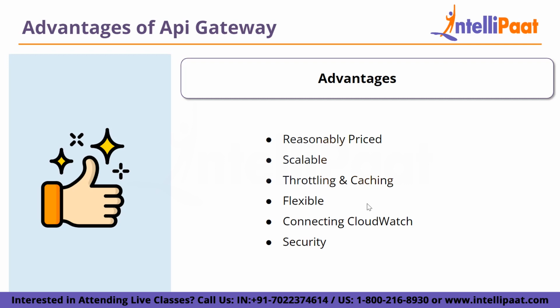Next, connecting CloudWatch. The CloudWatch service, which is also a monitoring service, is integrated with Amazon API gateway. This tool is used to track metrics such as incoming API calls, latency, and errors. Next advantage, which I'm going to discuss, is about security. You can grant access to your API.